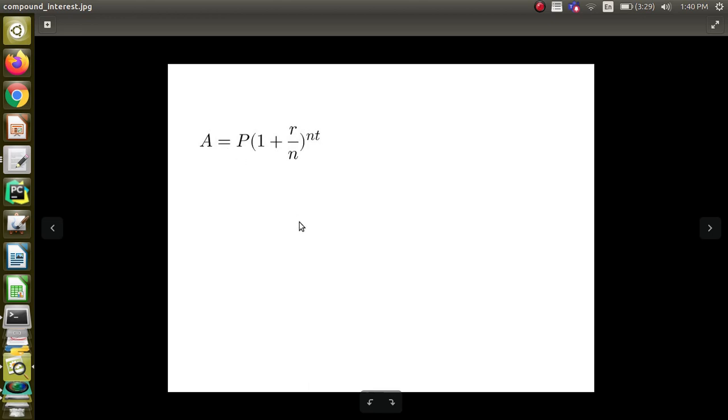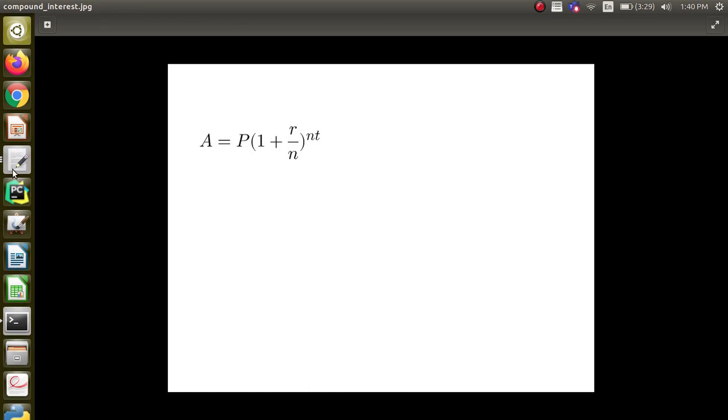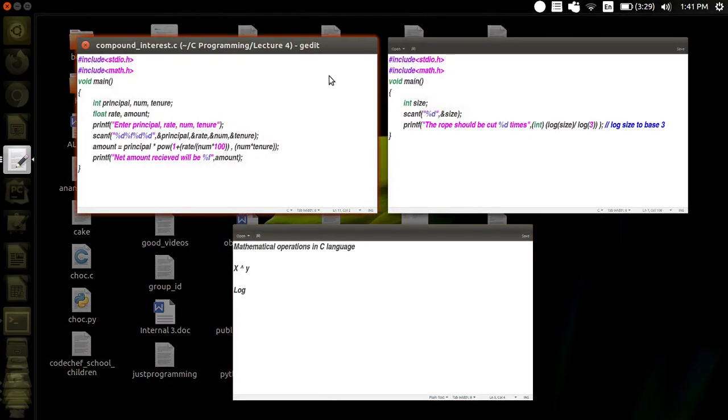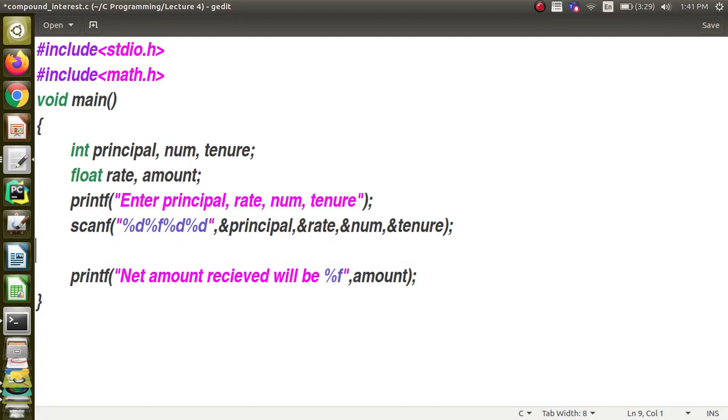So when you look at the problem, there are 4 input values that you should read. First one is the principal, second one is the rate of interest, third one is the number of times it will be compounded, fourth one is the number of years or the tenure for which the investment is going to be made. And this formula will help you know the net amount that will be received by the user. So let us start writing the code for the compound interest. Already I have made it. I will just rewrite the expression alone for your understanding. I will remove that one.